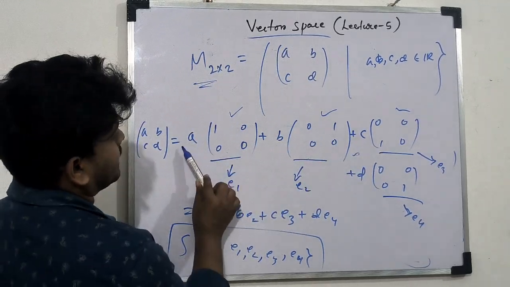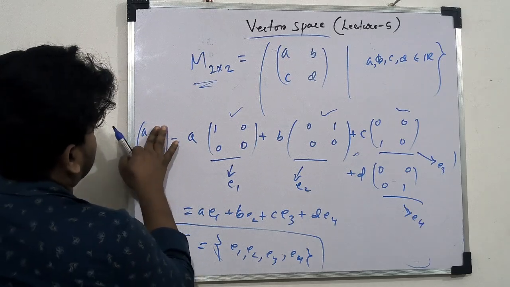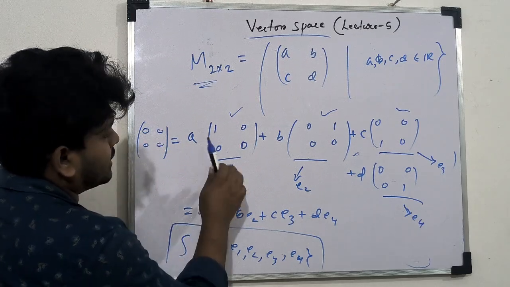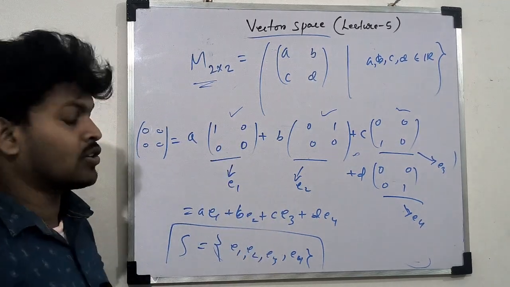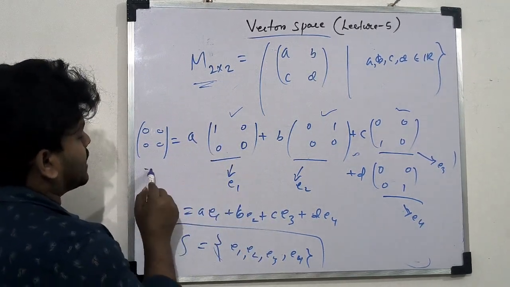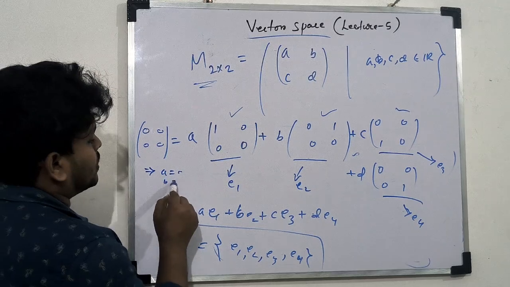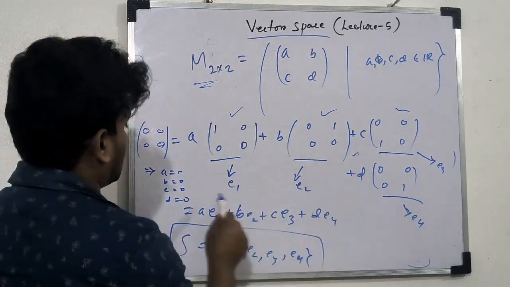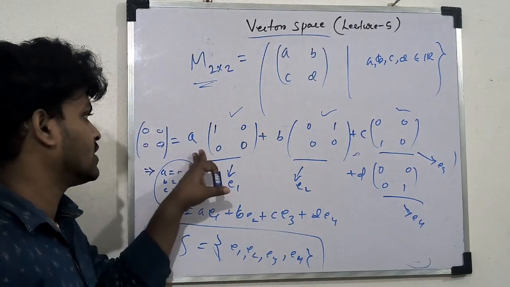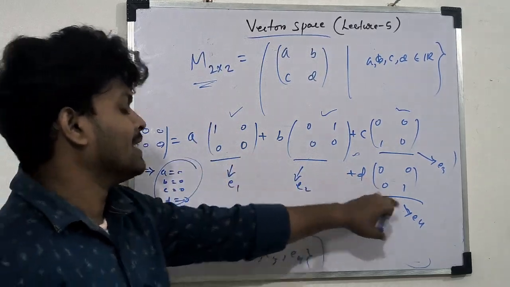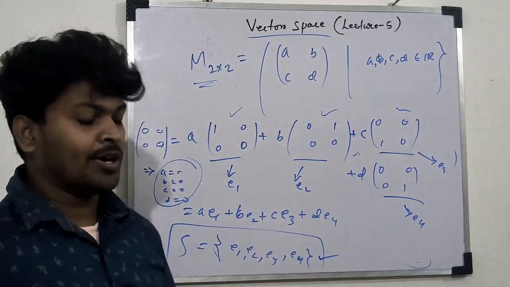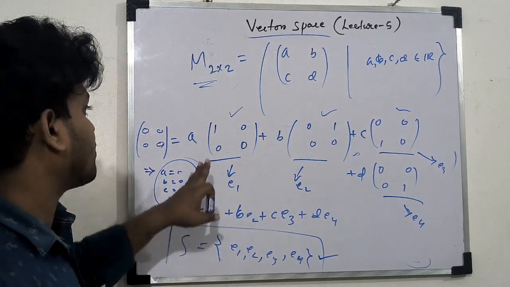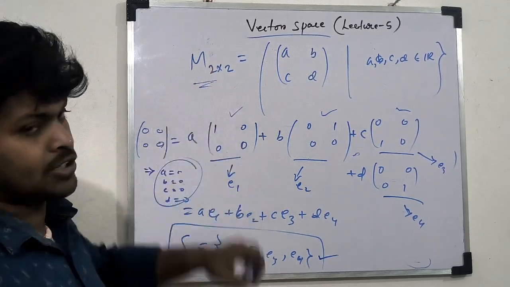So to find if this set is linearly independent or not, we take the linear combination equal to 0. By calculating, you get that a equal to 0, b equal to 0, c equal to 0, d equal to 0. So the constants are all 0. Therefore this is a linearly independent set. So this fulfills the 2 conditions to be a basis. Therefore this is the basis of this vector space.